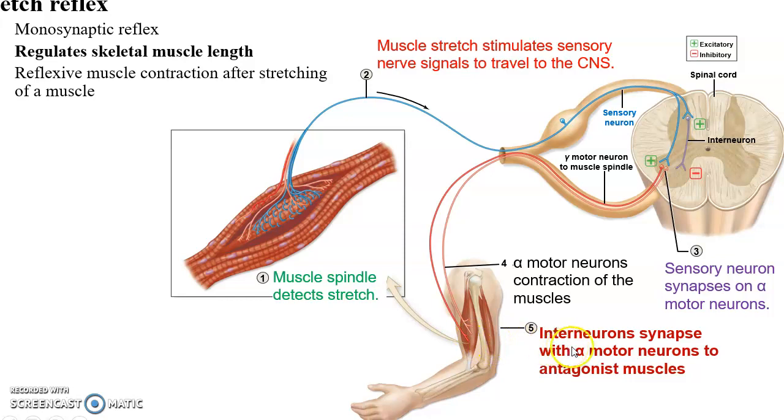And then there'll also be synapsing with interneurons, and these interneurons will then send signals to, say, antagonist muscles to have those other muscles stay relaxed, because in order for, say, the biceps brachii to lead to a motion, the triceps brachii has to be relaxed to allow that motion to occur.